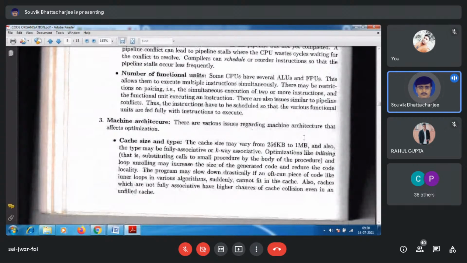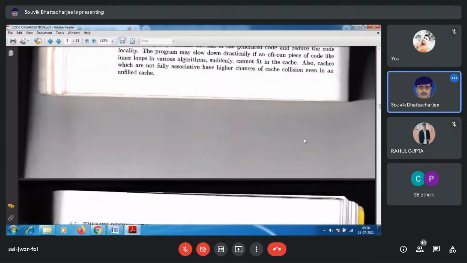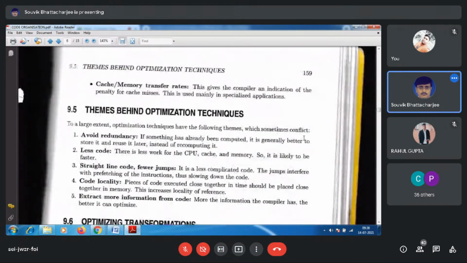Besides this, in machine architecture, you can understand cache size and type. Cache size, the more the cache, and where the cache is implemented, that is fully associative or set associative, in that case it will affect your optimization also. That means these factors will influence the optimizations. And the cache and the memory transfer rate, that is the penalty for the cache misses, and this is mainly for the specialized applications.